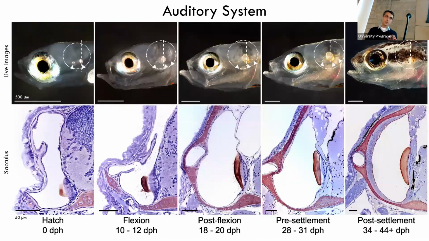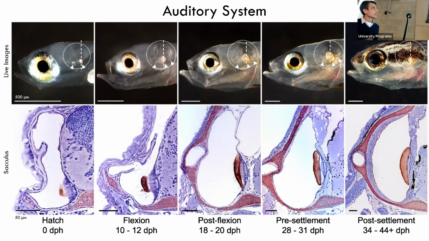Okay, so next we'll take a look at the ear or the auditory system. So the auditory system begins with two otolithic organs, the utriculus and the sacculus. So this is the utriculus and the sacculus. And then around day 10, there's a small additional otolith that develops called the legana. And so one of the things to take away from this is that these otoliths are increasing in number, but they're also increasing in size.